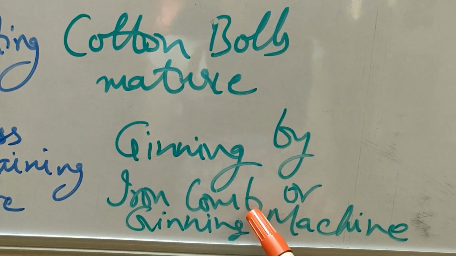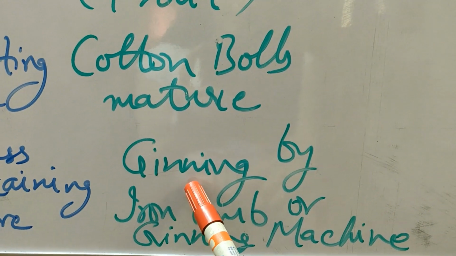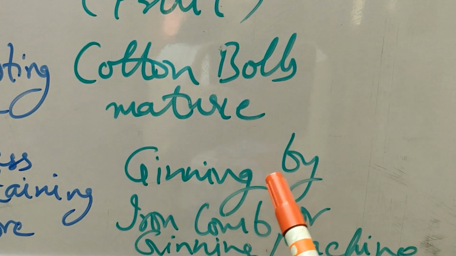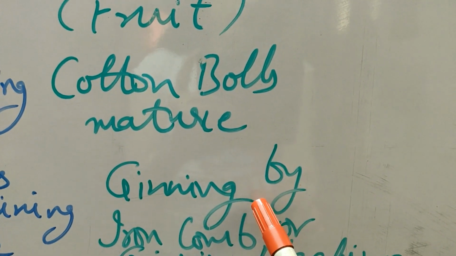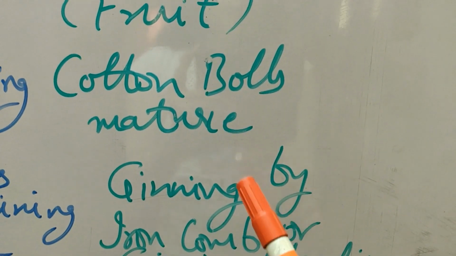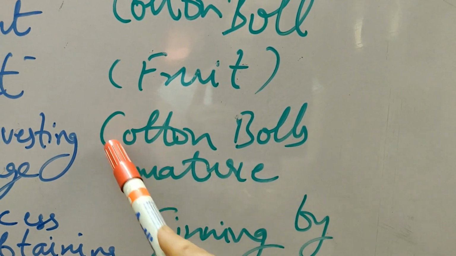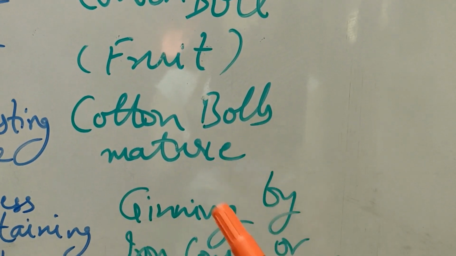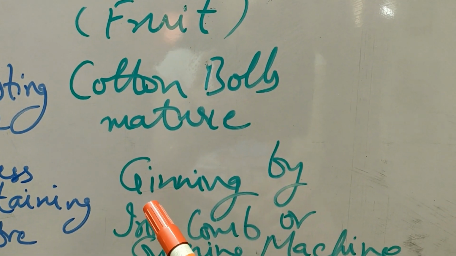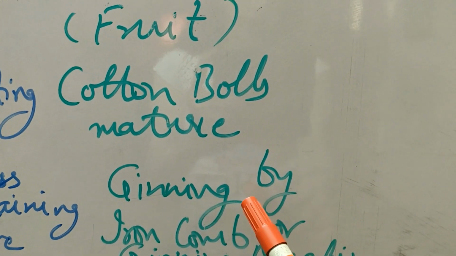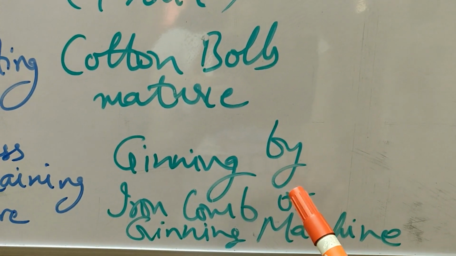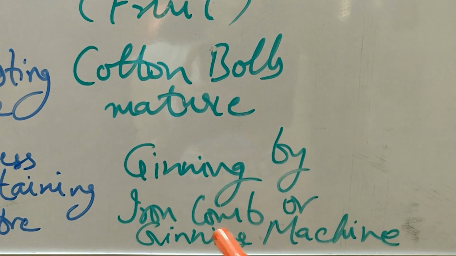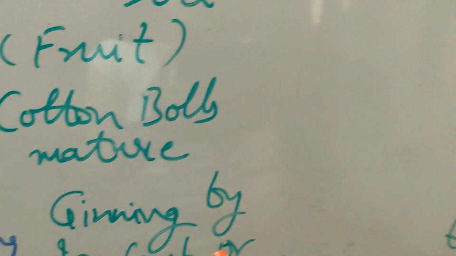And actually, why is this ginning needed? Ginning is needed to remove the seeds from the fiber. Actually, the cotton balls are the fruit of the plant. They consist of the seeds and the fiber. So seeds have to be removed by the process of ginning. So the ginning process is done in cotton, and then only we can get the fibers.